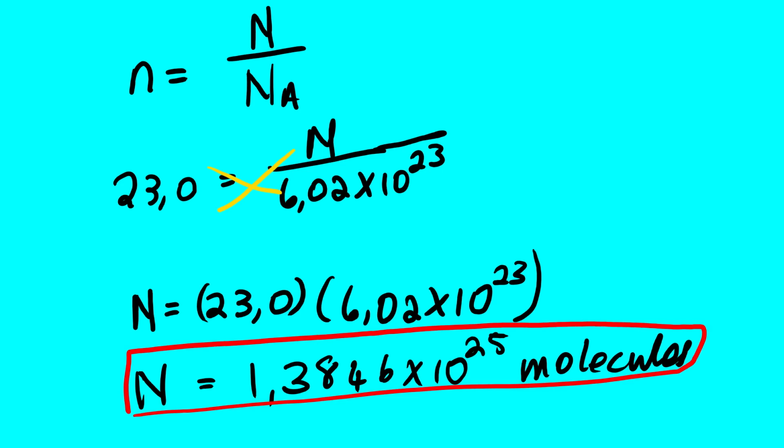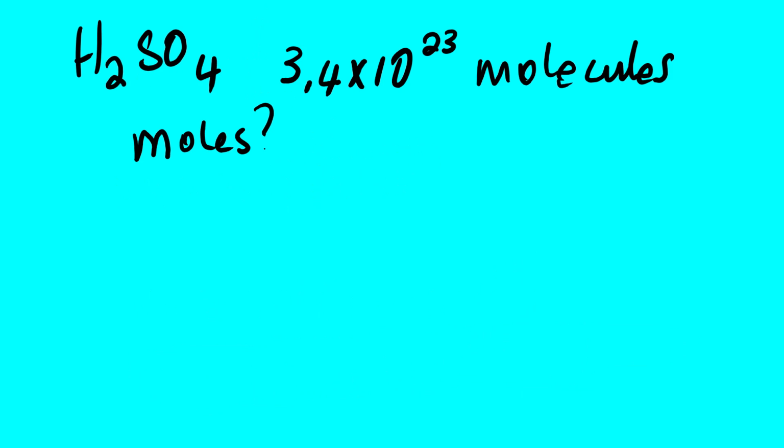Let us look at more examples. We have sulfuric acid, which has 3.4 times 10 to the power 23 molecules. Now we need to calculate the number of moles. We have n.